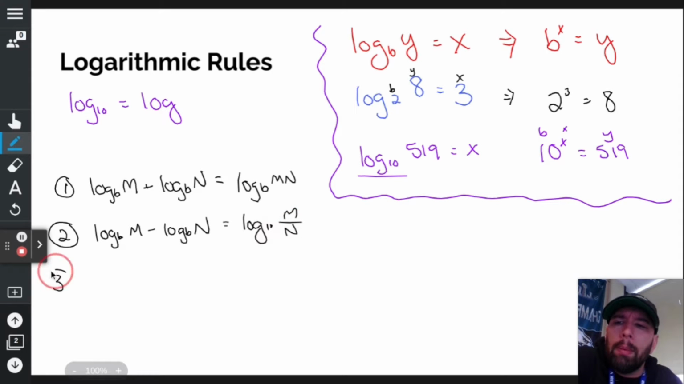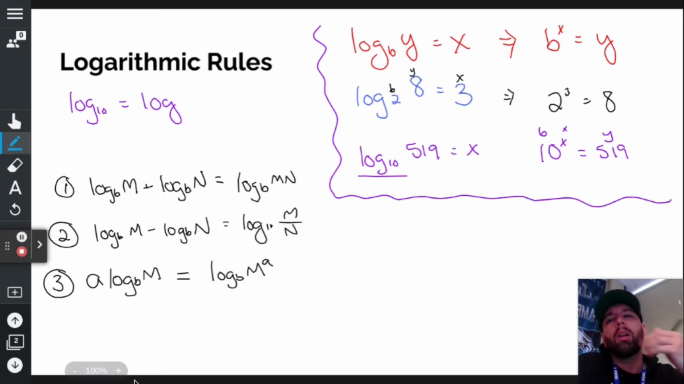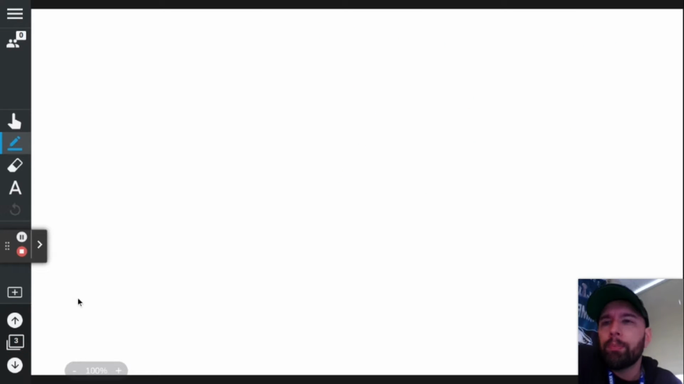Rule number three is if I were to throw a coefficient in front of a log. So log base b of m, and there's an a living in front. You can write that out as log base b of m to the a power. So these are our main log rules. When we solve these, we're going to have to do a lot of combining, maybe expanding, maybe doing some other stuff, but you'll see. That's kind of the point of these videos. Don't want to bury the lead.